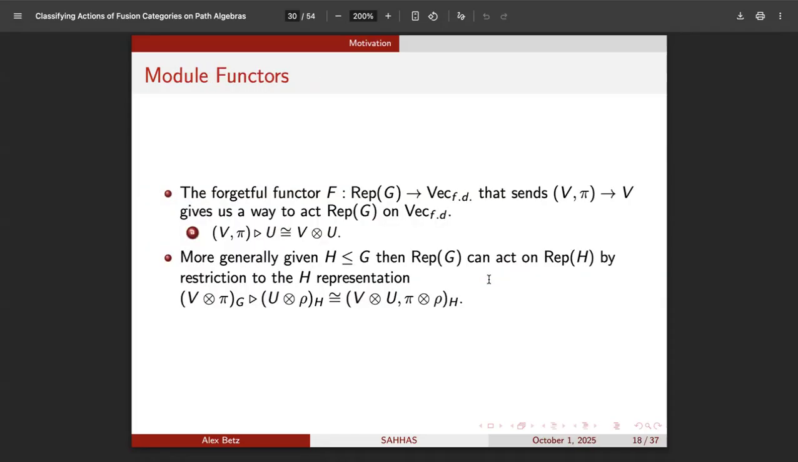This map also gives us a way to act Rep G on finite dimensional vector spaces. How do we do that? Well, we just take the representation, chop off the representation, and then take the tensor product of these two objects. This will give us a new object in vector spaces. More generally, you can apply this for any subgroup of G, where you just restrict the representation, and then you can use that to act Rep G on Rep H. And this is building modules over our fusion category.